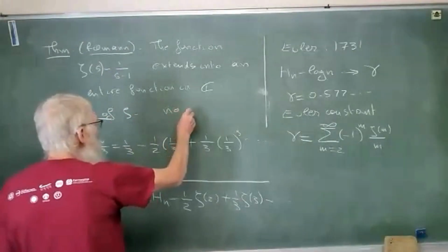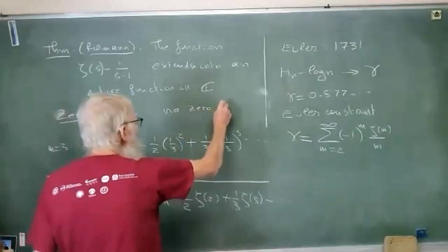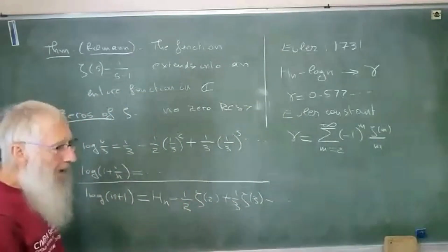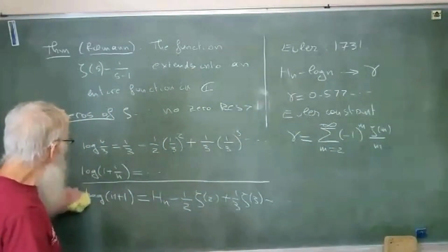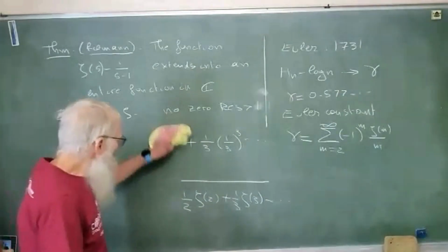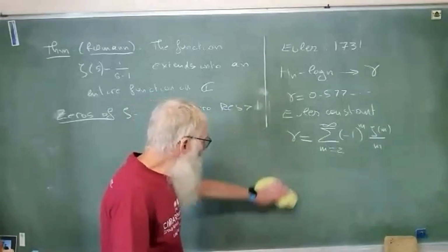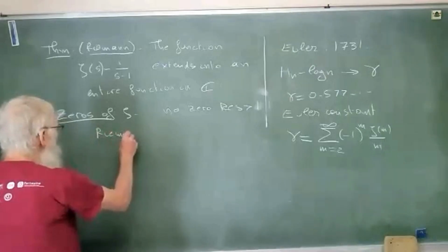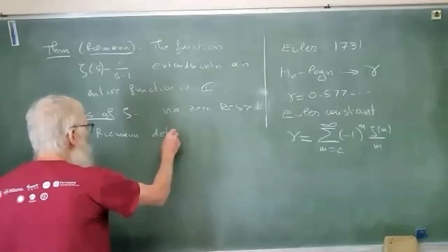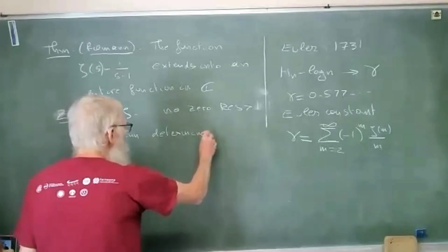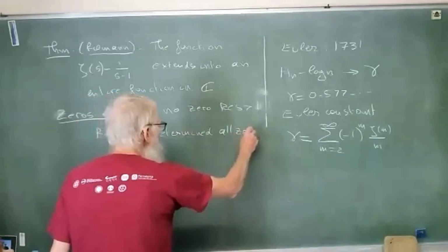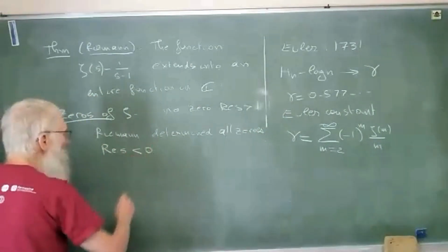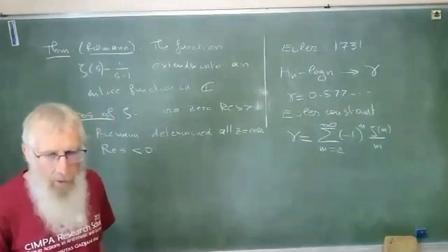We already know that there is no zero with the real part of s greater than 1. This was proved using the infinite product. And Riemann determined all the zeros for real part of s less than 0. And I will describe what are the zeros. These are called the trivial zeros.